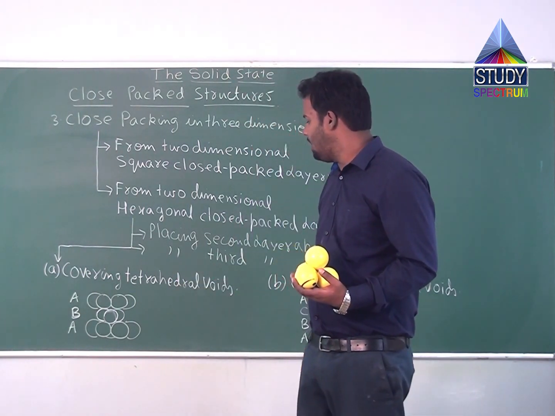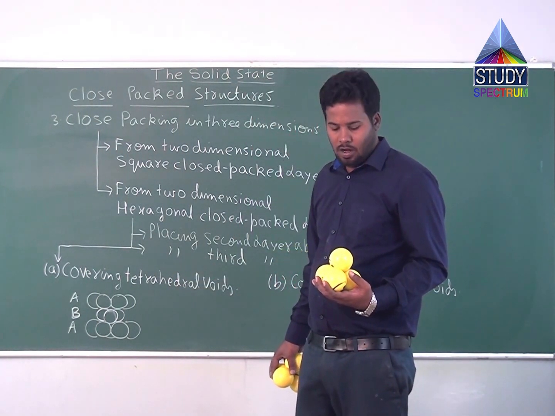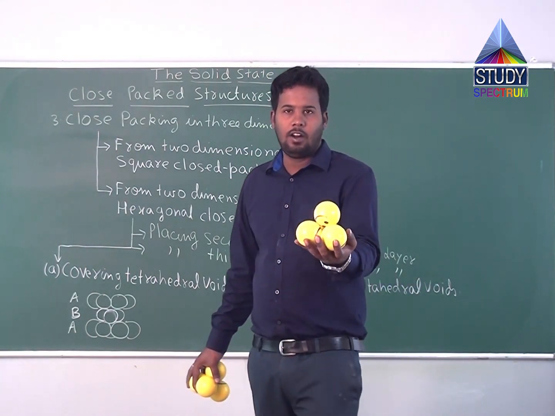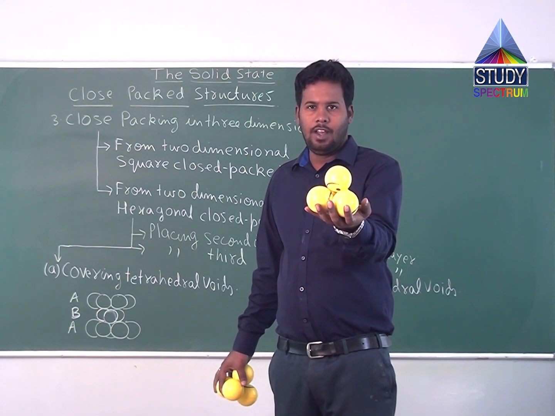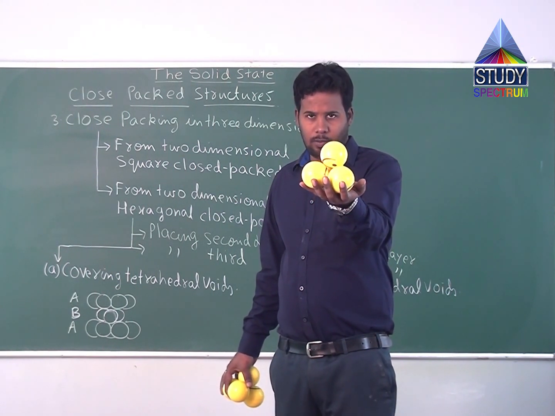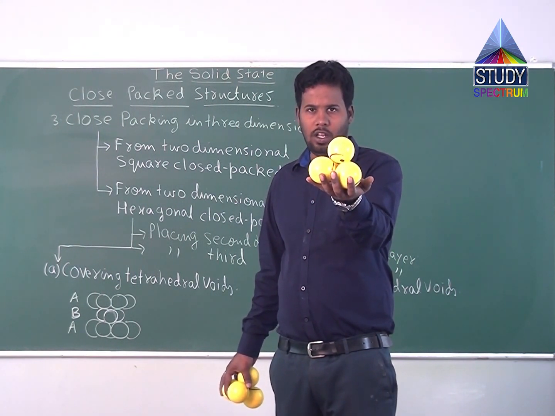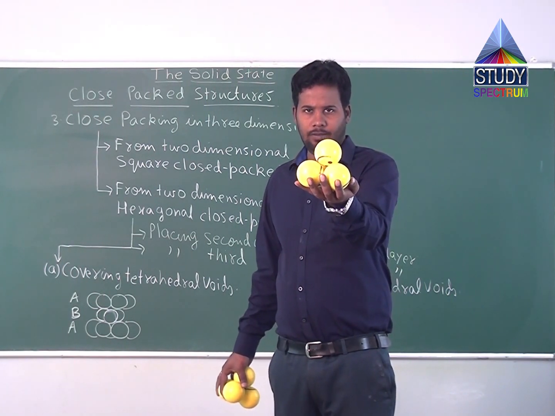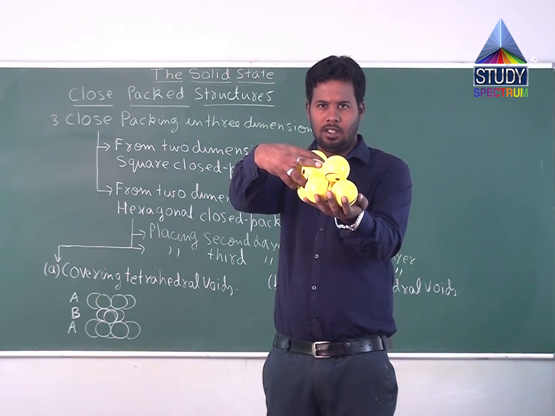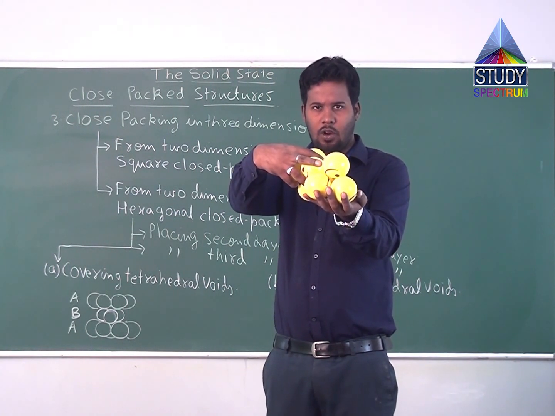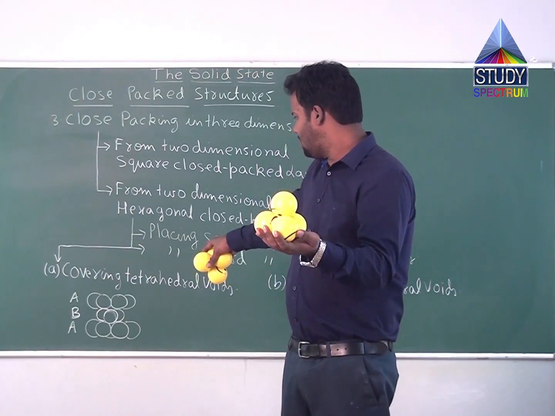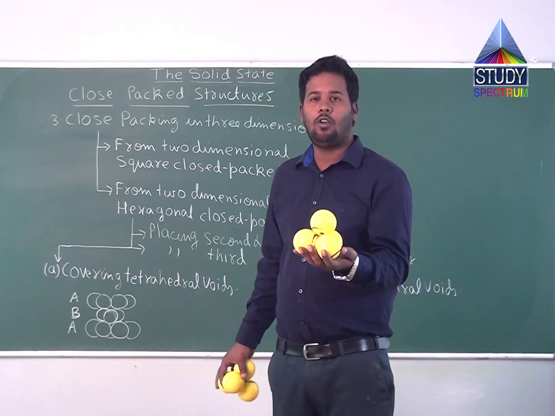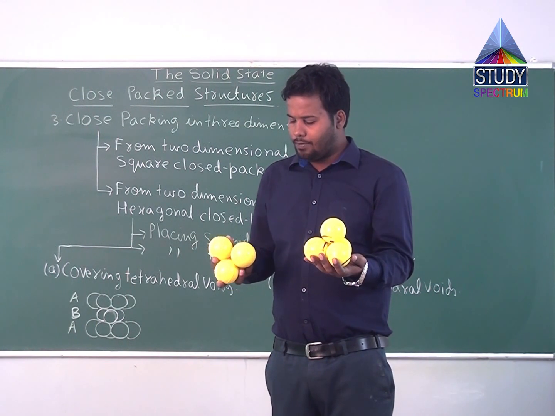Now if you remember, this is a tetrahedral void, the void formed by these four spheres, where the bottom three spheres are actually the atoms or spheres of the first layer, and the one above is the atom or sphere of the second layer. Correct? Now the first case is covering the tetrahedral void. Now what if this is also a tetrahedral void? You can see this is also a tetrahedral void, correct?